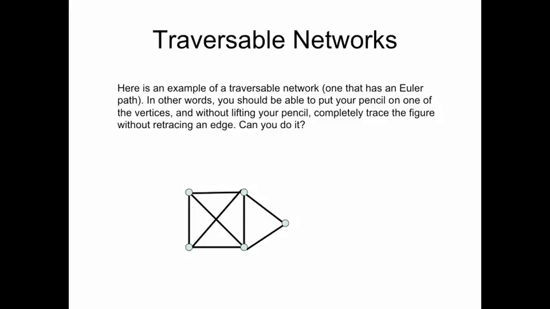Okay, you should be able to put your pencil on one of the vertices and without lifting your pencil completely trace the figure. Okay, if you have not tried that, stop this video and try it. I will show you one way that that can be done. We could start right here, go up here, up to this one, down here, over here, down here, over here, down there, and then to there. Now you'll notice I did not cross any of those edges twice.